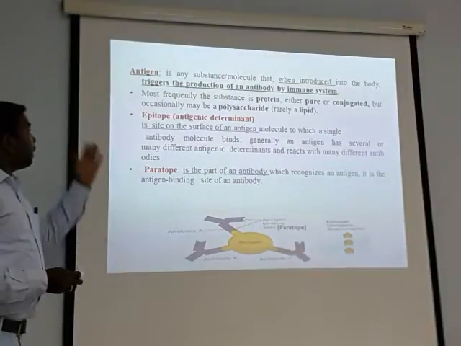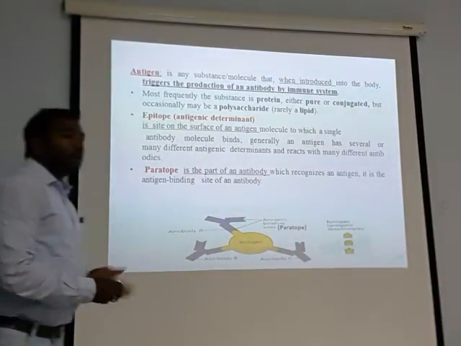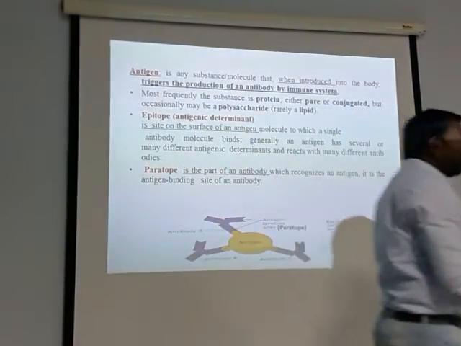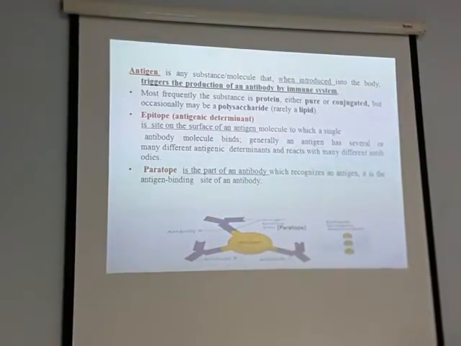As I told you, what is an antigen? An antigen is a substance or molecule that, when introduced into the body, triggers the immune system to produce antibodies. That is called an antigen. Most frequently the antigens are proteins. Whether it is a viral antigen or a bacterial antigen, the antigen is mostly protein. And sometimes it is a polysaccharide or lipid.